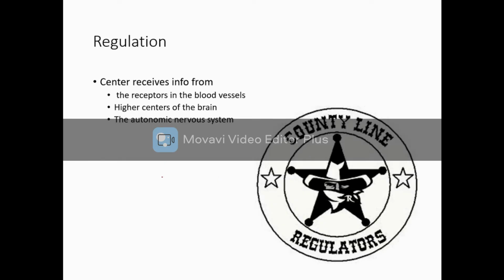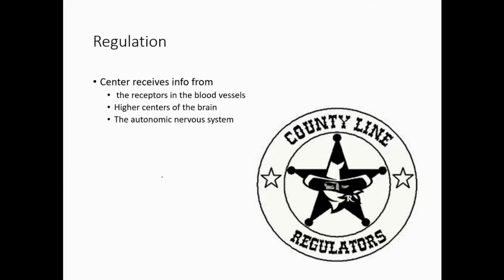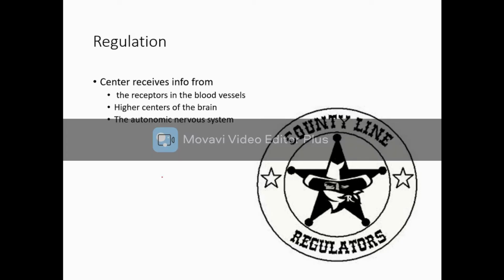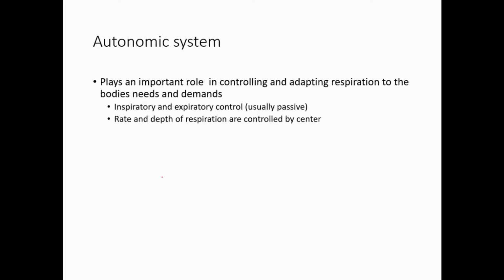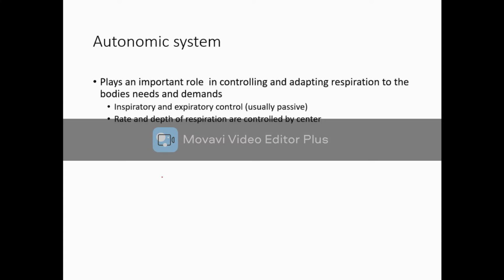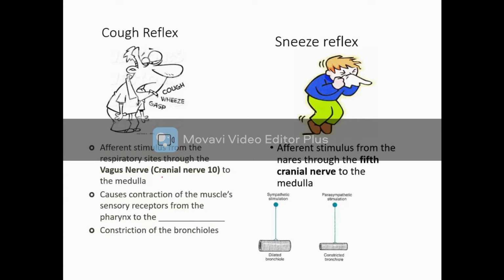How is it regulated? The regulation center, the respiratory center, receives information from receptors in the blood vessels. There are higher centers of the brain that coordinate the response to that, and that is coordinated through the autonomic nervous system. The autonomic system plays an important role in controlling and adapting respiration to the body's needs and demands. Inspiratory and expiratory control, so whether we inspire or expire, is usually passive, and the rate and depth of respiration, how deep and how fast we respirate, are controlled by the autonomic nervous system and the respiratory center.